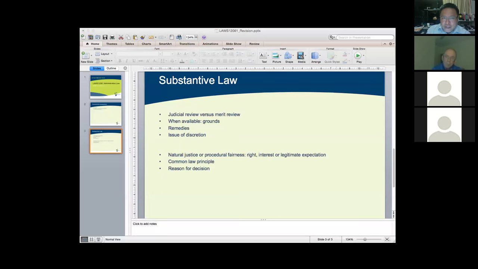However, even if we speak of the rules of natural justice or procedural fairness, as I said, it has to refer to a right, an interest, or a legitimate expectation. In other words, if there is no right, then there is no room for natural justice to come in. For example, let's assume that you apply for a Centrelink benefit and you think that you ought to be given $500 a week. Therefore, you apply with Centrelink. Now, Centrelink turns you down.